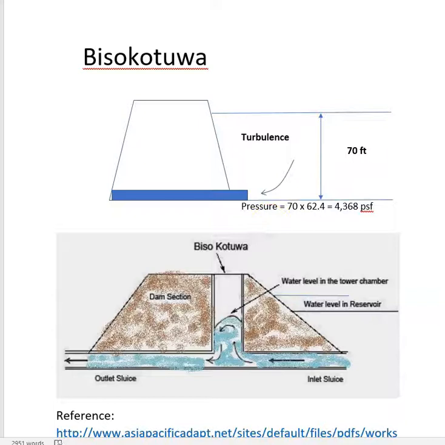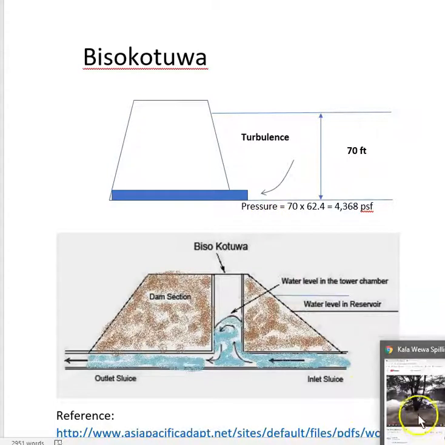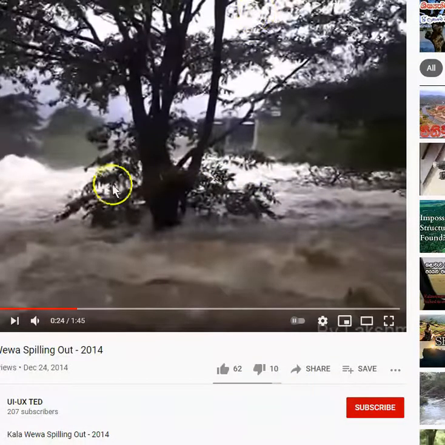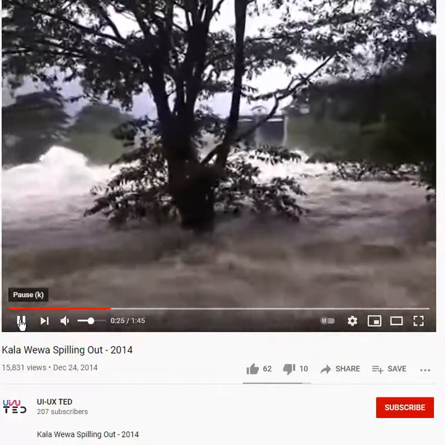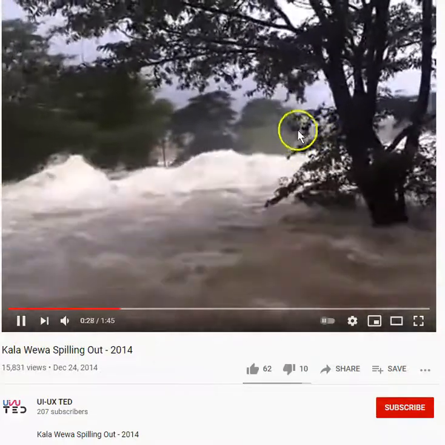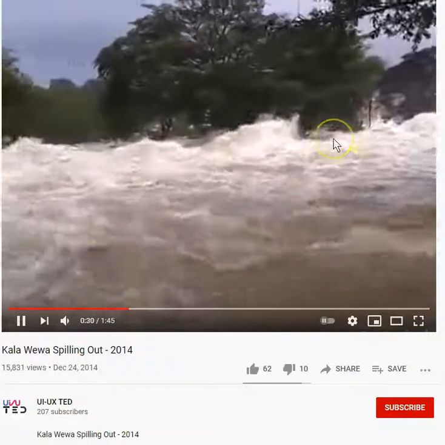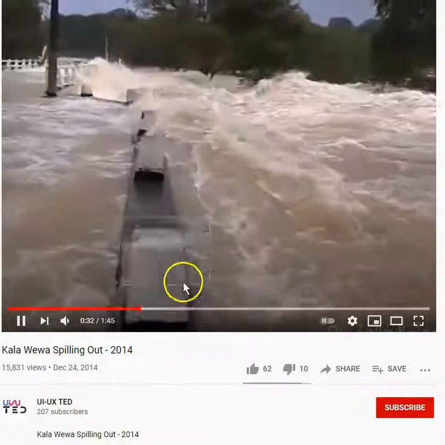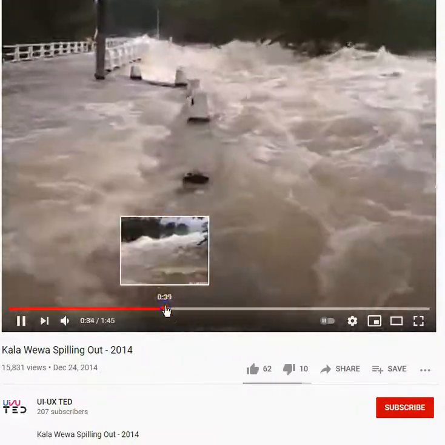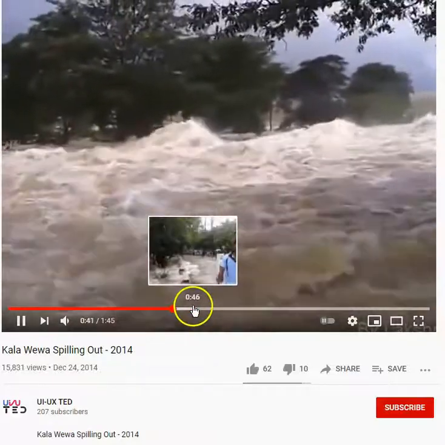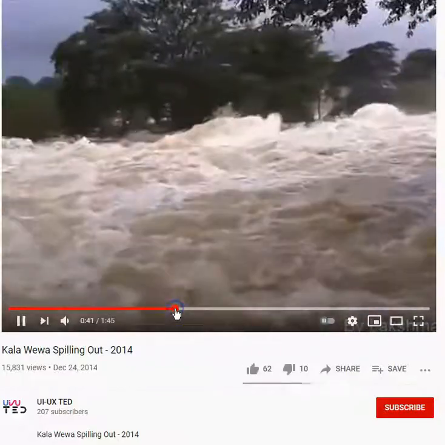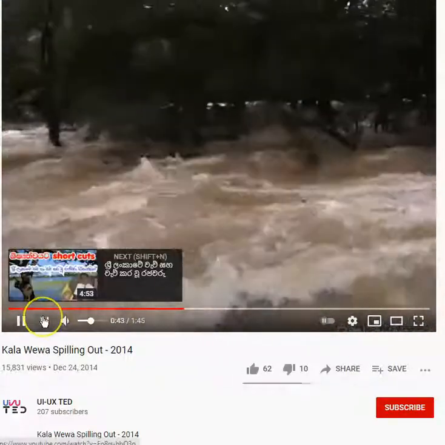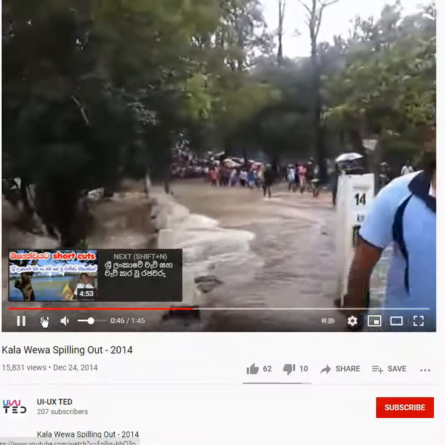So I'm going to show you videos that I found on YouTube. In this one, you could see this is not a bund failure. This is basically water coming out from the spill, from the top of the tank. And you could see this bridge is gone under. See the power of this water. Okay, you could see here the water is spilling out from the top.